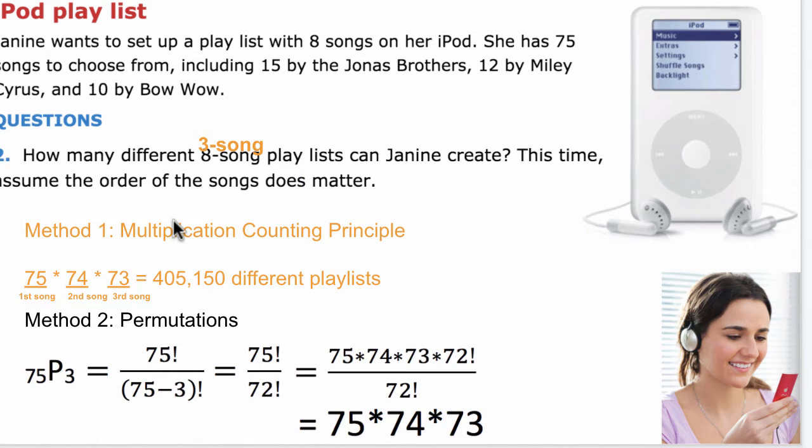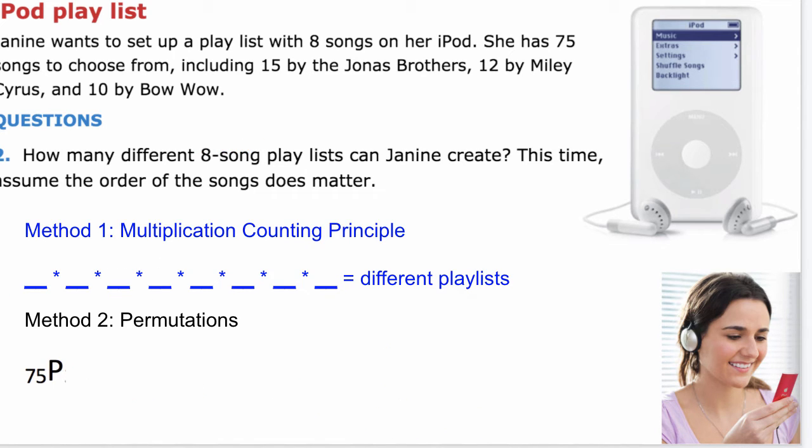So we can see a 2-song playlist was about 5,000. A 3-song playlist was about 400,000. So we went from 5,000 to 400,000, a tremendous jump. So now we can imagine, wow, an 8-song playlist is going to be huge. Again, you can pause the video and try to do it in the 2 different ways. This is your homework. Number 2: how many different playlists if you're trying to pick an 8-song playlist from 75?